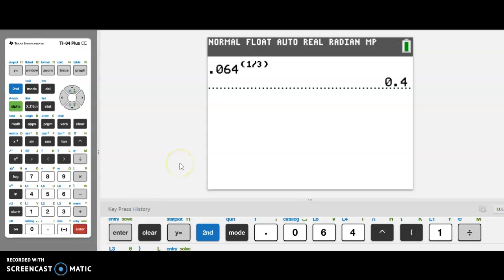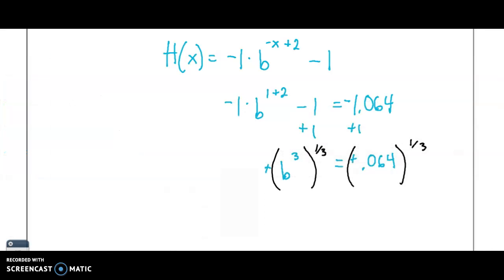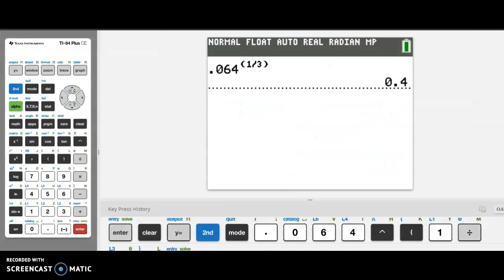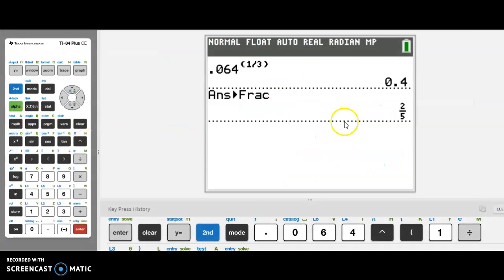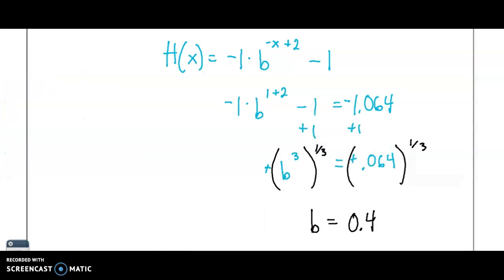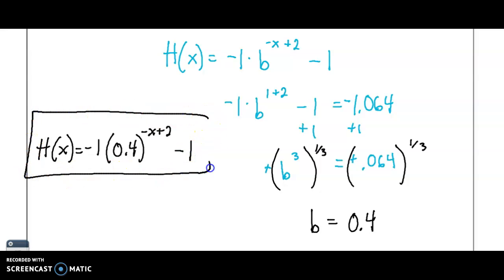Make sure you figure out how to use your calculator. So your base must be 0.4, or 2/5 if you prefer fractions. I know I harp about fractions all day long. So you can change it to a fraction and make it 2/5. But I'll leave it as a decimal. So the best answer for h of x would be -1 times 0.4 to the -x plus 2 power minus 1. That's what we want.